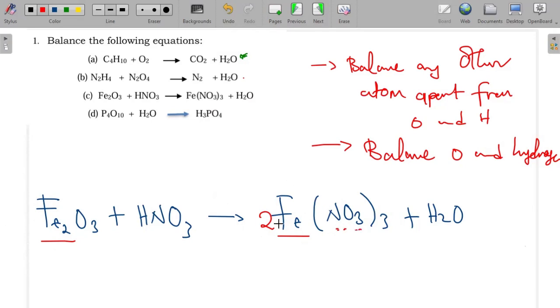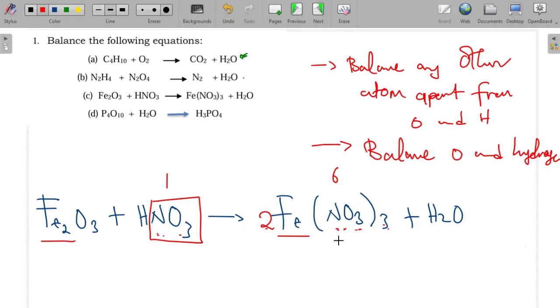The nitrate group. On my left side, I only have one of these groups. And then here, I have three of them, and I'm multiplying by two. So here I only have one. Here I have how many? Two multiplied by three. So I have six of these.